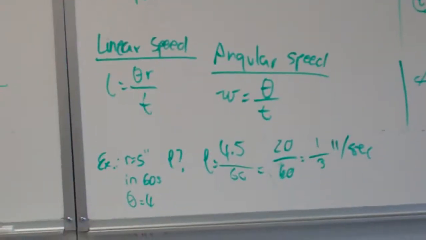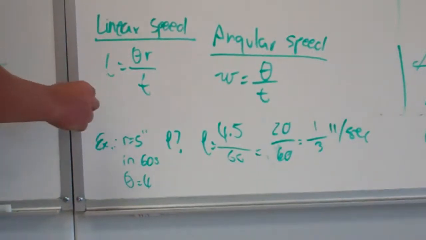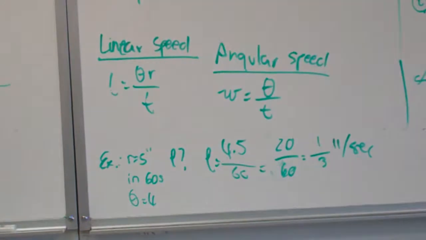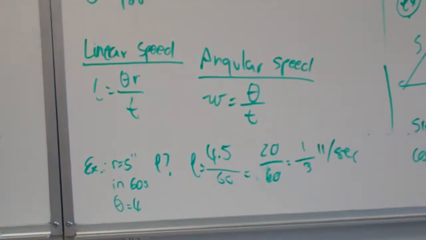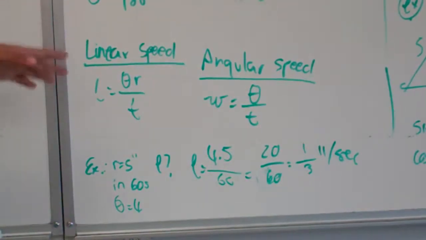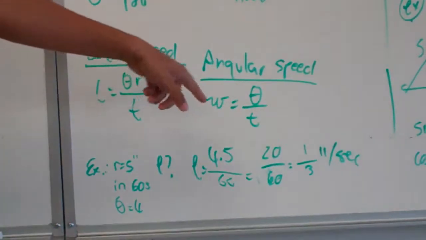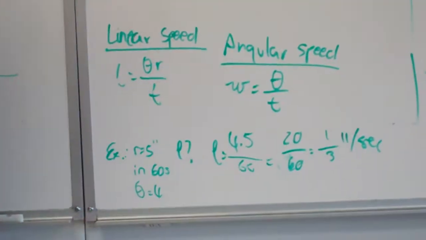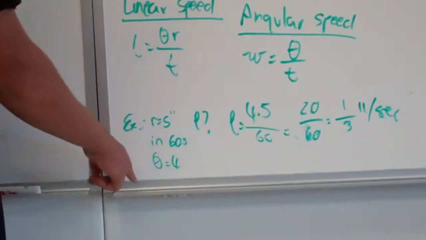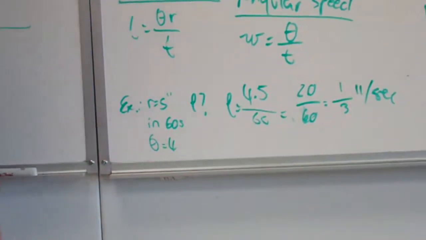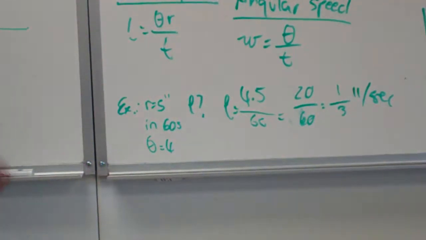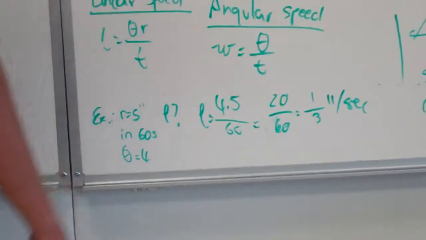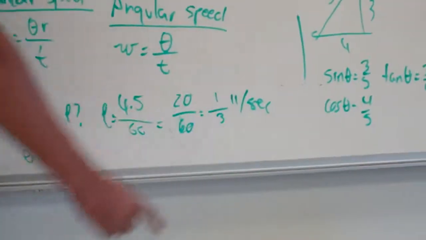For linear and angular speed, our linear speed would equal our value in radians times the radius over time, and angular speed would be just radians over time. So the answer here would be measured in inches or centimeters over time, and here radians over time. An example, for instance, they give us the radius equals 5, our revolution is 60 seconds, and a radian of 4, what is the linear speed of the whole thing? So we just have to plug the numbers: 4 for radians, 5 for radius, over 60, that's our time. It would be 1/3 inches per second.